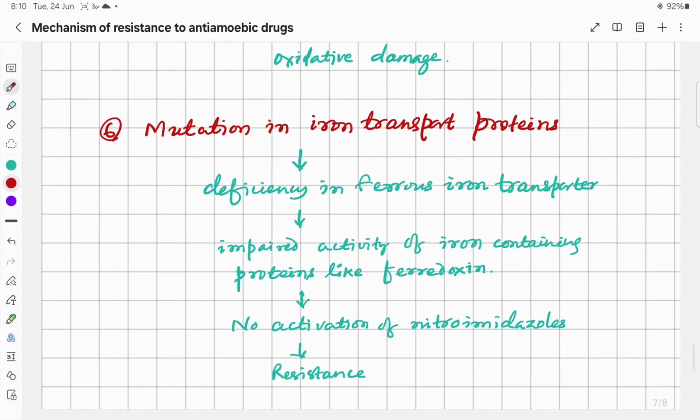Then the sixth mechanism is mutation in iron transport protein, and the iron containing protein is the ferredoxin. So mutation in iron transport will cause a deficiency of the ferrous iron transporter, and that will impair the activity of iron containing proteins like ferredoxin, which is essential for the activation of nitroimidazoles. So there will be no activation of nitroimidazoles and hence decreased efficacy and hence resistance.